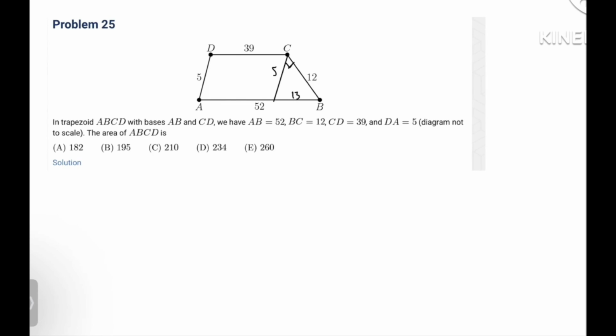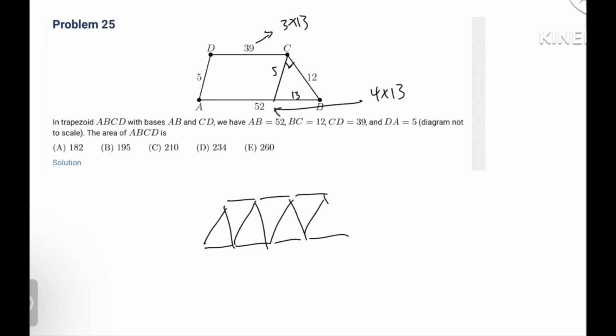actually I think that we can just put a bunch of right triangles here, and then it would solve the problem. So let's see, 39 is 3 times 13, right? And then 52, is 52 divisible by 13? Yes, 52 is 4 times 13, which means that they must have 3 13s here and the 4 13s down here, and then this would perfectly connect.